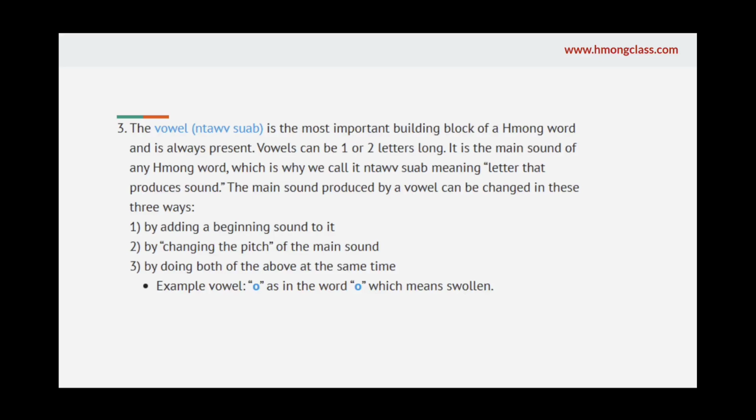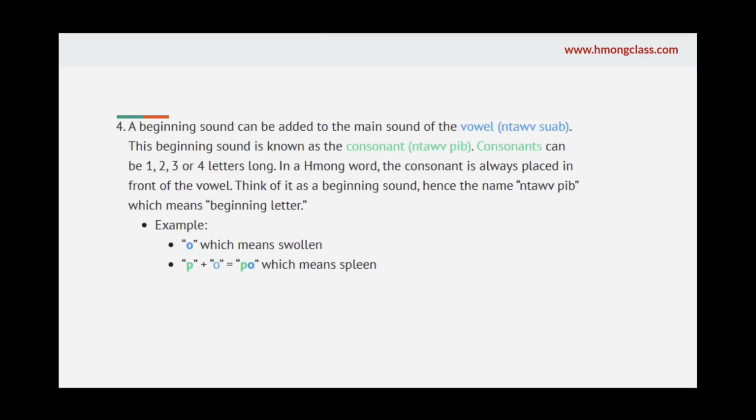And the example that we will use for our unit here is the vowel O, English O, pronounced as aw, as in the word aw, which means swollen in Hmong. A beginning sound can be added to the main sound of the vowel, the shuo. This beginning sound is known as the consonant, or the bi. Consonants can be 1, 2, 3, or 4 letters long. And in a Hmong word, the consonant is always placed in front of the vowel.